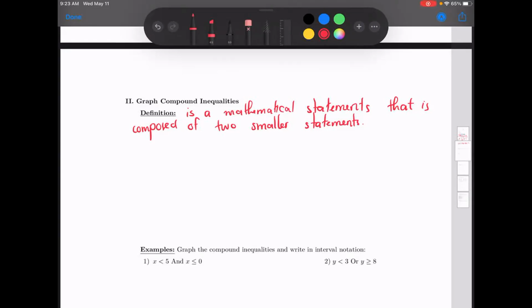Okay, it is composed of 2 smaller statements, with either the word and, or either the word and or.